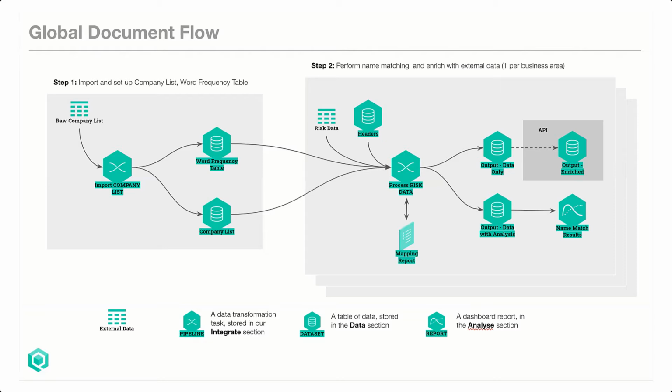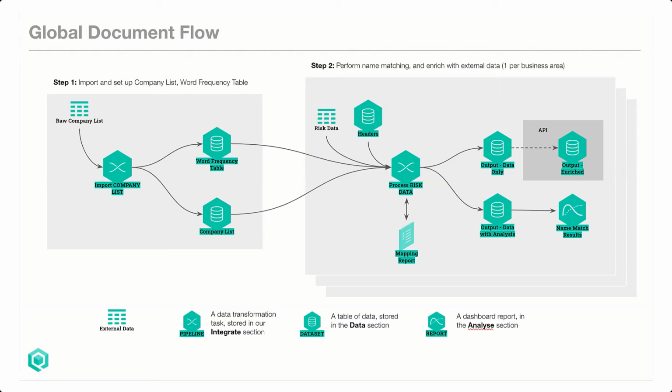That's generally the process of step 1. I'll run through this import company list pipeline in more detail, but this is the one you do when you get an update of your company list. How frequently would you do this? Maybe once a month, maybe once a quarter. You do it once for your whole organization, because you only need to update your company list and your word frequency table on any new company list update. So step 1 converts your raw list into your process list and also creates the word frequency table. I'll talk about what that process list looks like later on.